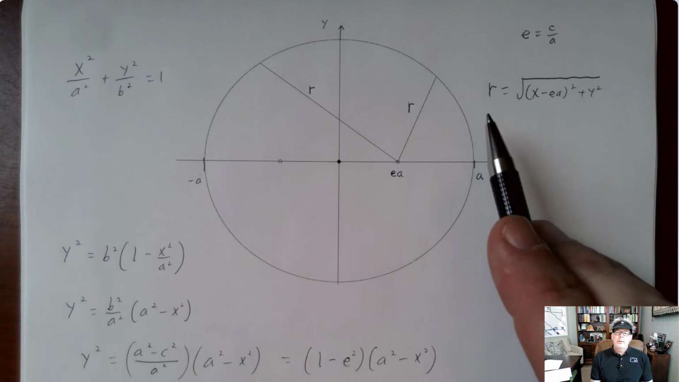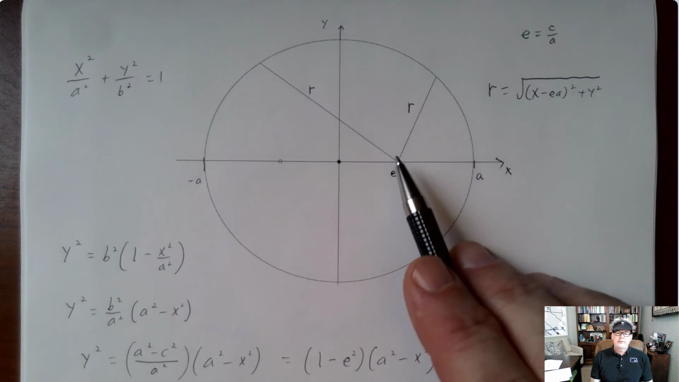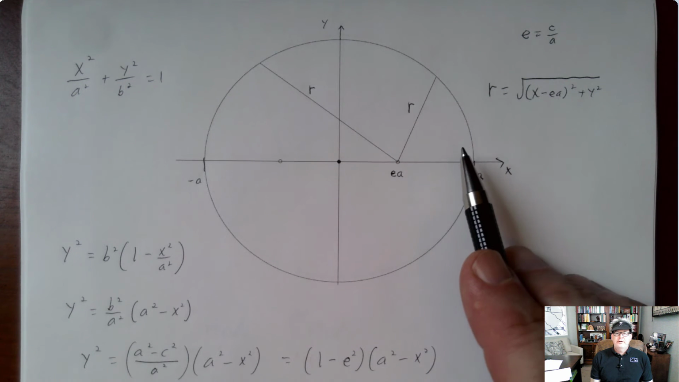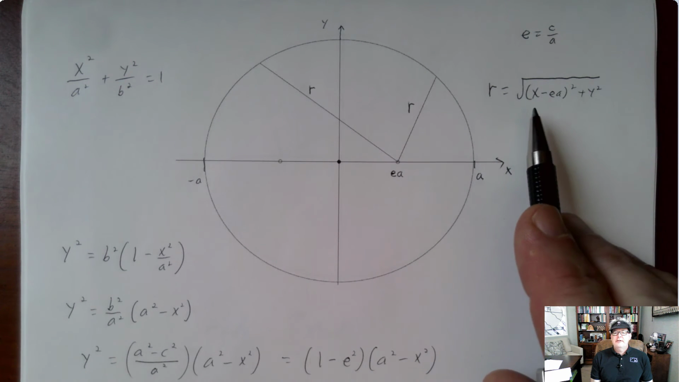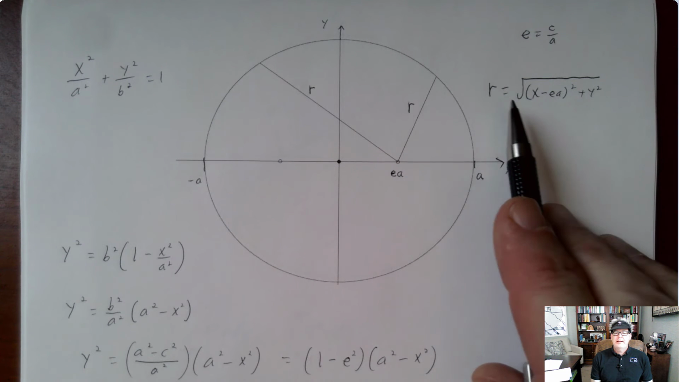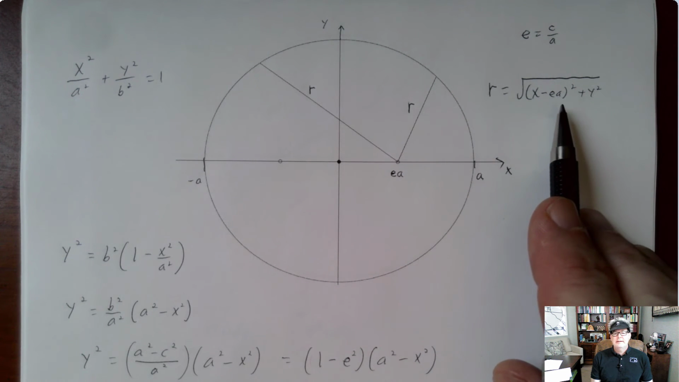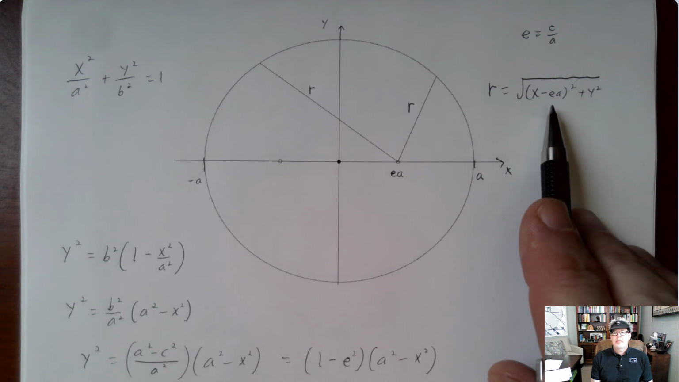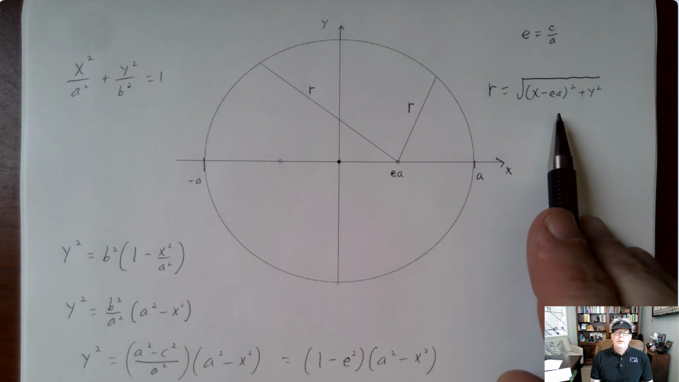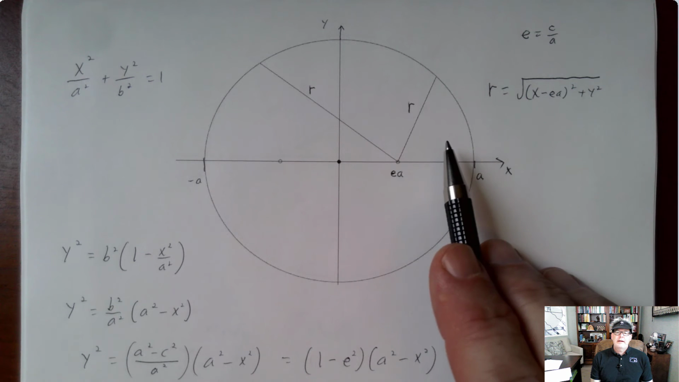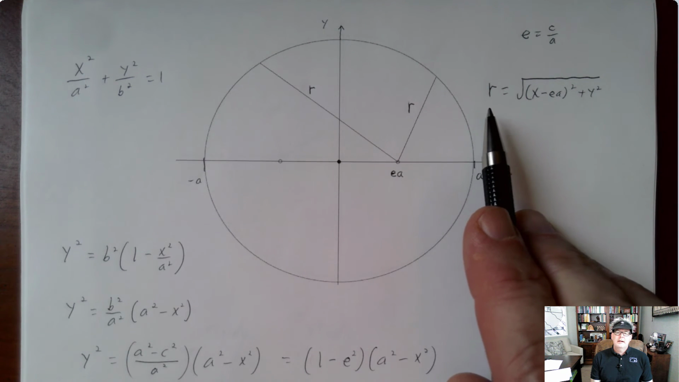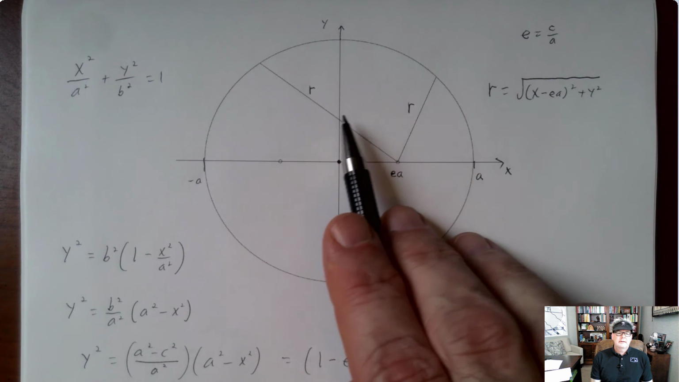So how far away are we from this focus? Well, it's the x distance squared. So how far away is any x value from this focus? It'll be x minus EA. C is equal to EA. And then plus y squared. Right, so the square root of that will give me R for any point on the ellipse.